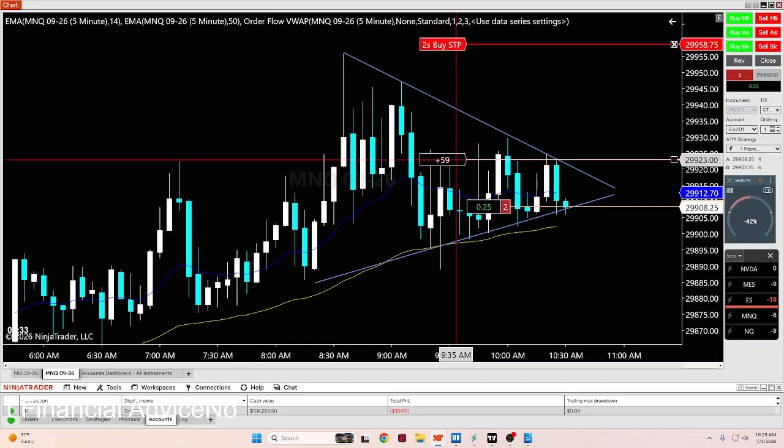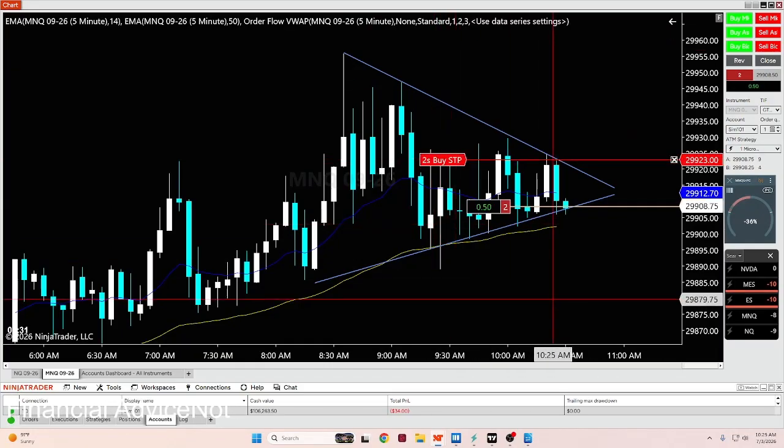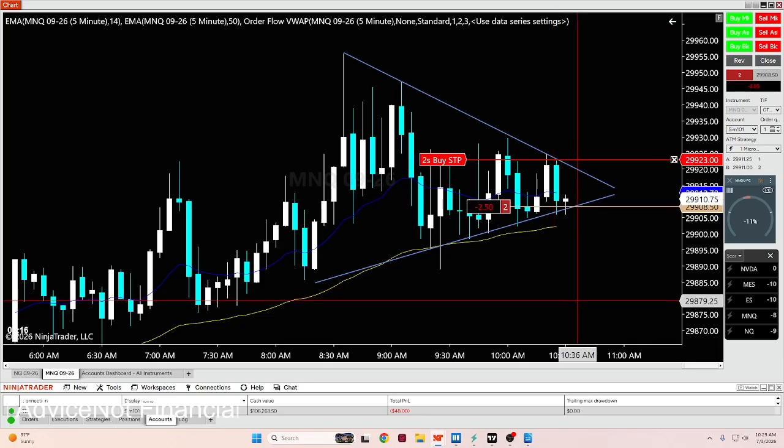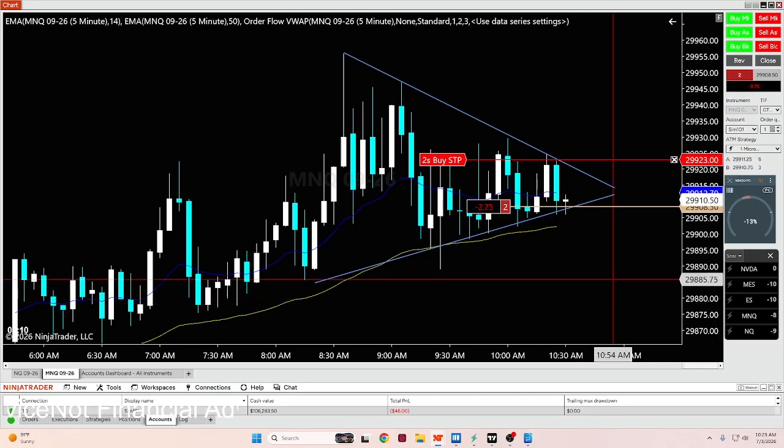Put my stop loss above that candle there on the 5-minute chart. Let's see if we can get a good flush. You put your stop loss above the previous candle's high, or you put your stop loss above the previous candle's low, and that's a good way to set your risk and reward.